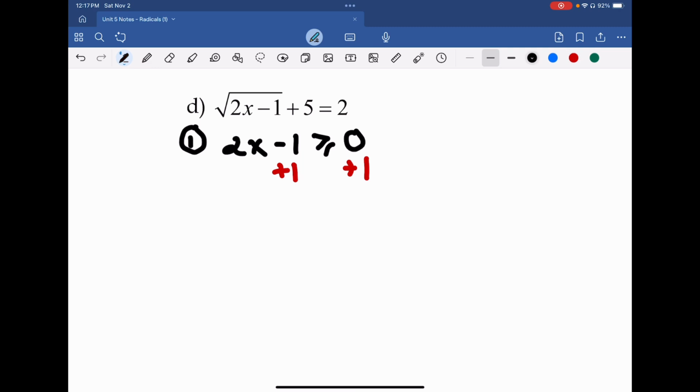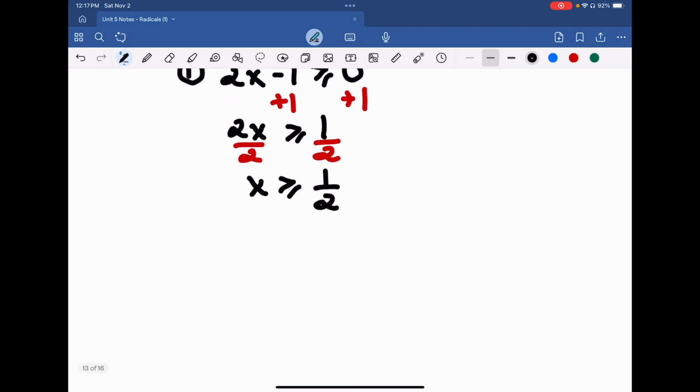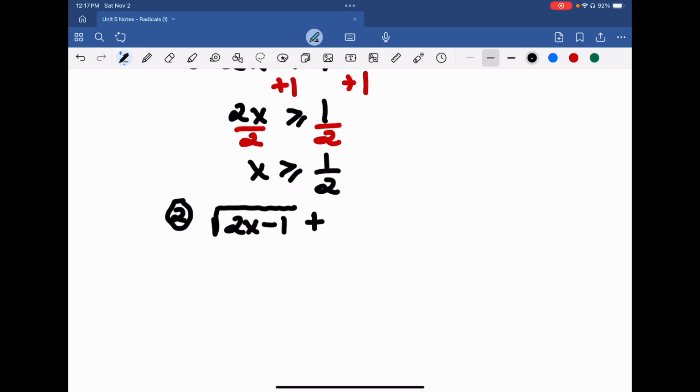So plus 1 plus 1. This gives me 2x is greater than or equal to 1. And then if I divide both sides by 2 in order to get my restriction, I get that x is greater than or equal to 1 over 2. Now we're going to continue our problem solving here. So step number 2, we go to actually solving the equation. The square root of 2x minus 1 and then plus 5 is equal to 2.